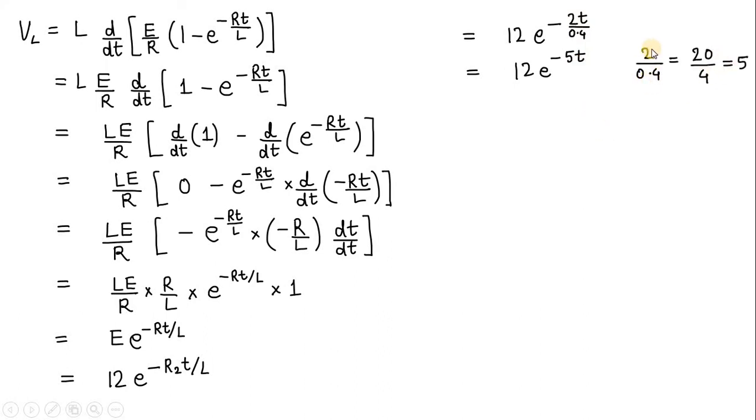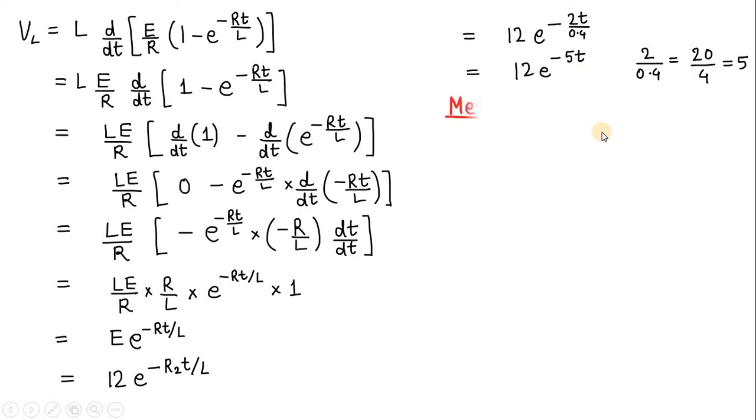It can be explained like this: 2 divided by 0.4 is equal to, so multiply the numerator and denominator by 10 each, so 20 upon 4. 2 into 10 is 20, 0.4 into 10 is 4. This becomes 5. So we get this. This is the answer of the question, the third choice of the objective options given.